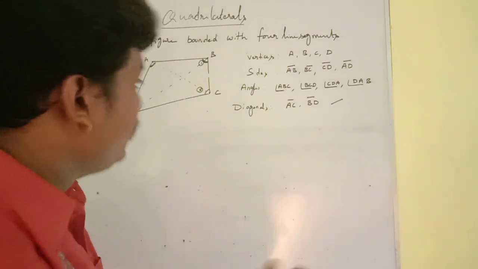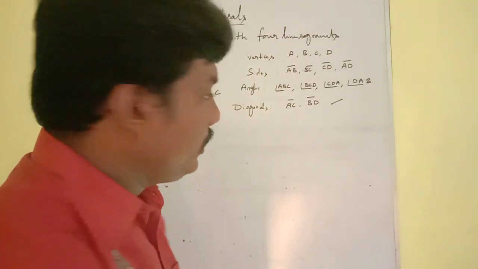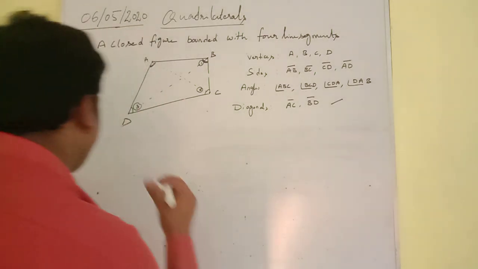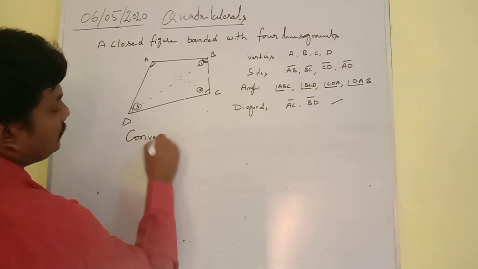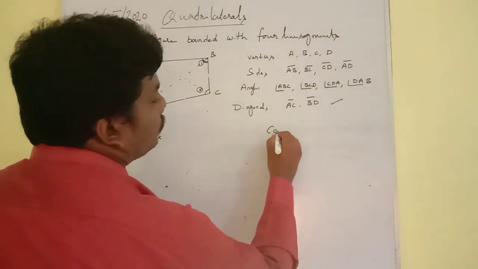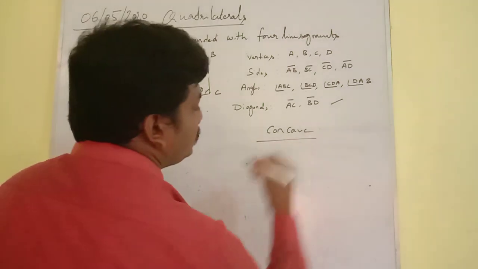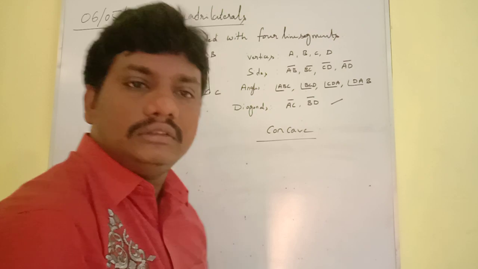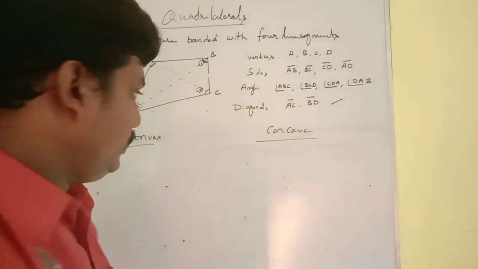Now, what is the convex quadrilateral and concave quadrilateral? We can see now. Convex and concave quadrilaterals. So these are different types of quadrilaterals.